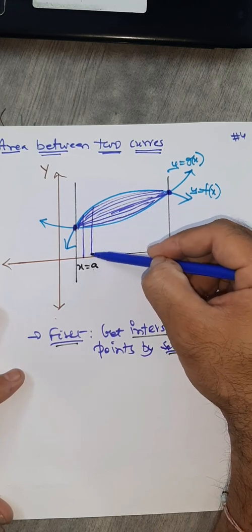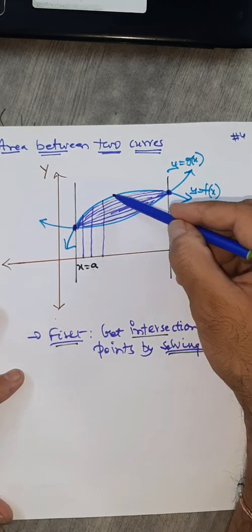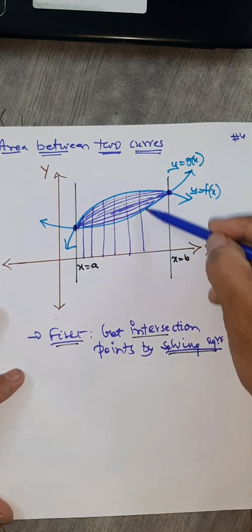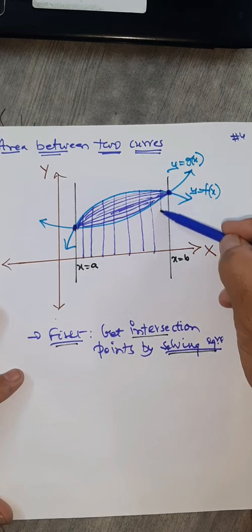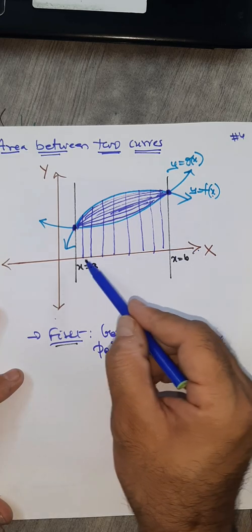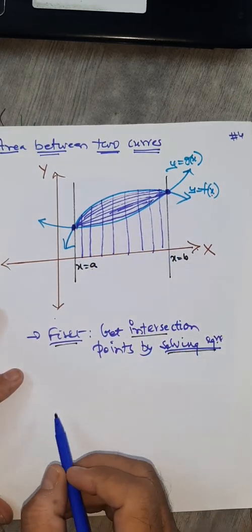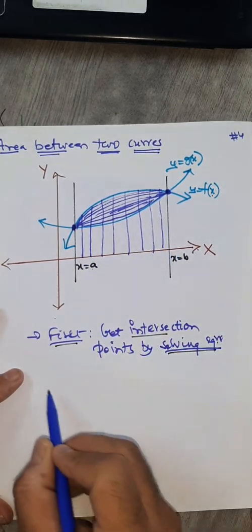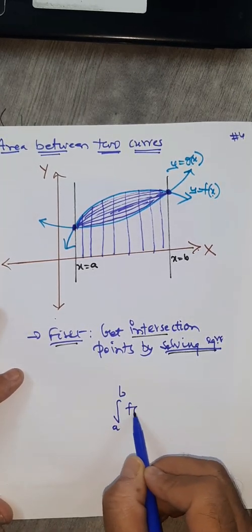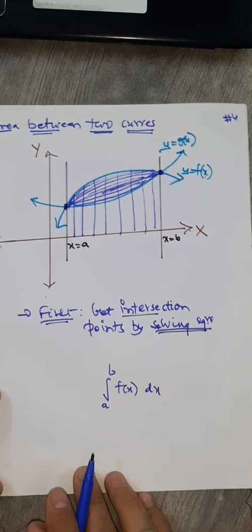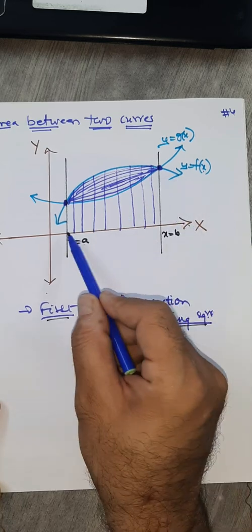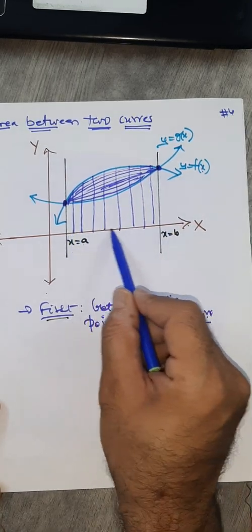If I look at this shaded region, you just need to recall the first theory. What is the first theory? The area bounded by the function f(x) with the x-axis from a to b. Right? So what you see here is the integral from a to b of f(x) dx, that you know. The area bounded by the function from a to b with the x-axis.